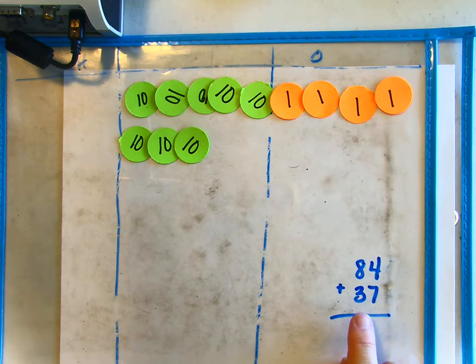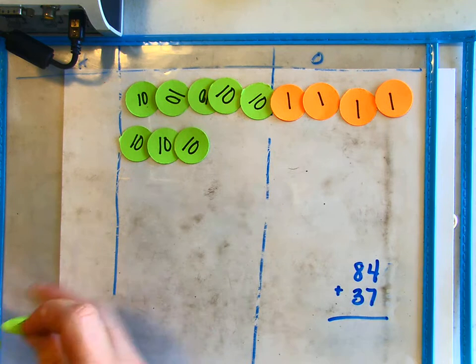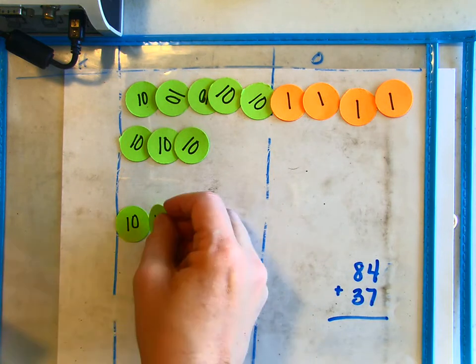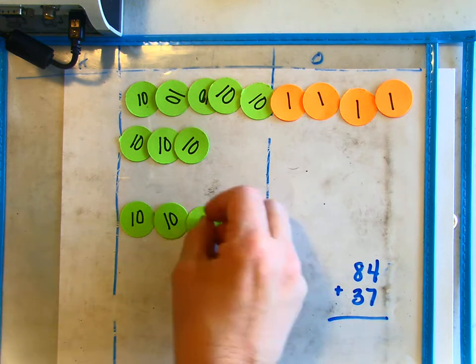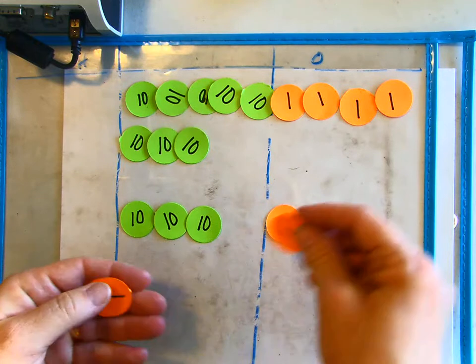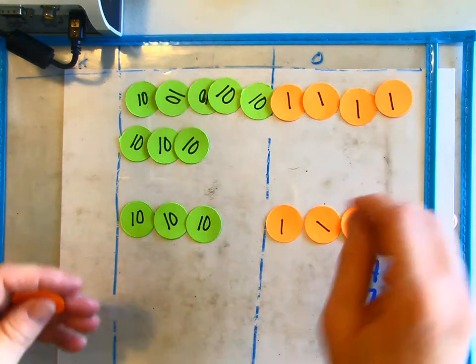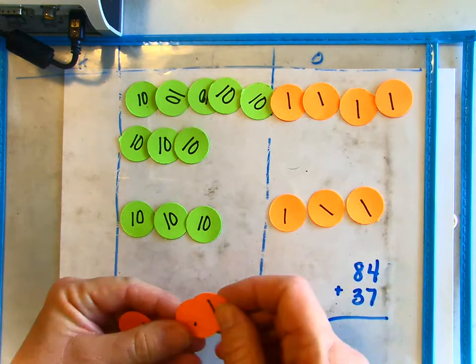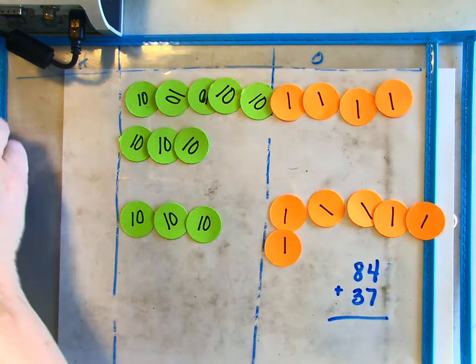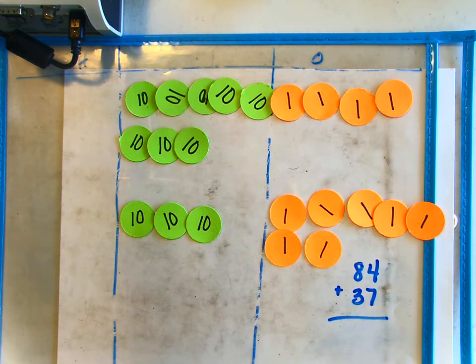I'm going to add to that 37. So we've got 3 tens, 10, 20, 30, and we have 7 ones. 31, 32, 33, move that up a little bit, 34, 35, 36, 37.